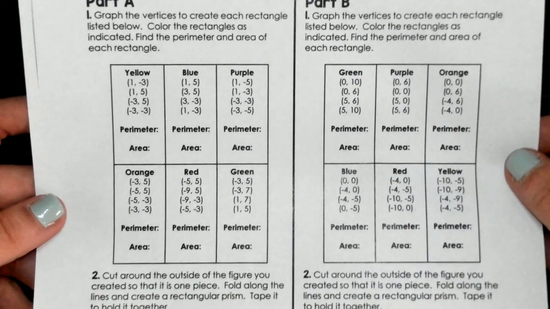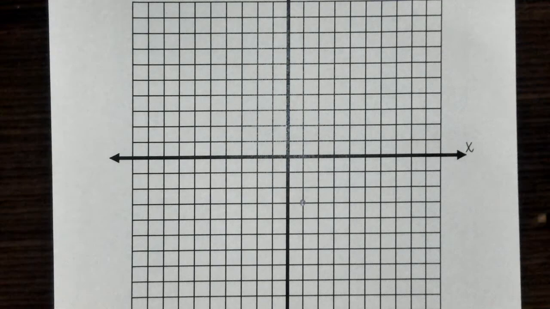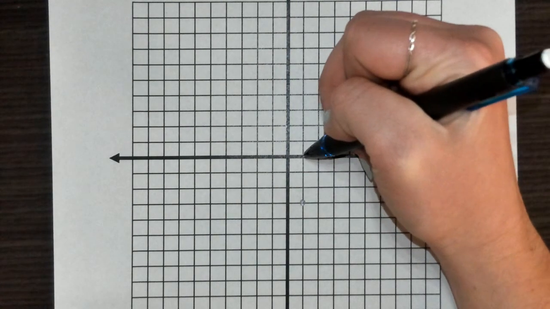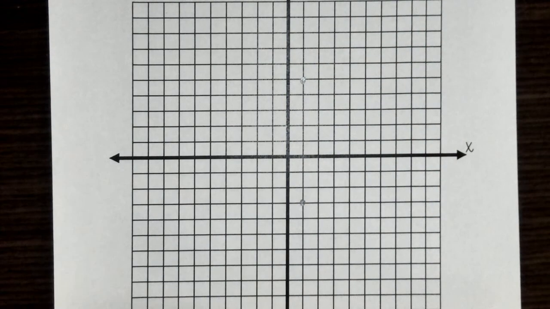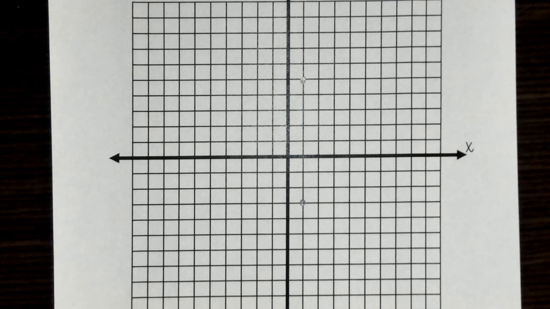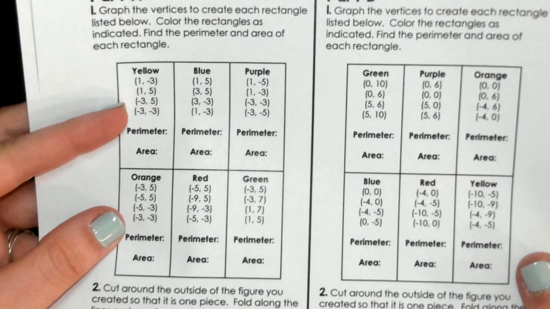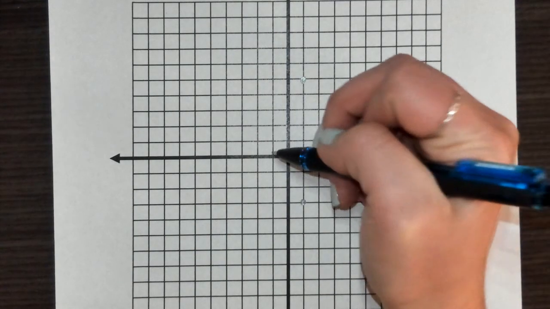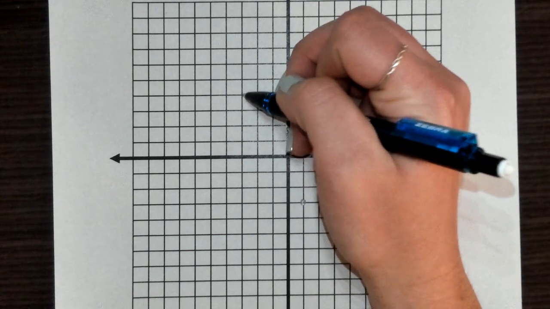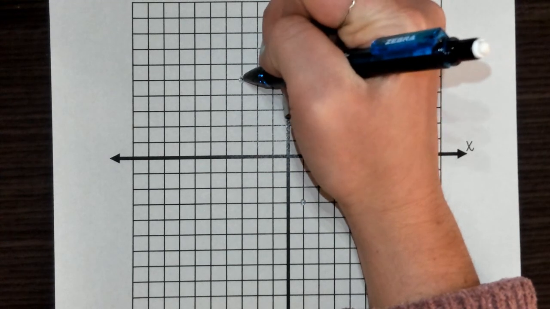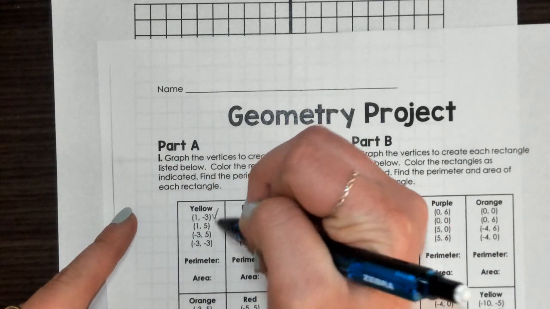And then my next ordered pair is (1, 5). So I'm going to go right 1 and then up 5. 1, 2, 3, 4, 5. It is very important that you're double checking the ordered pairs and where you plot them, because it'll mess it all up if you get one wrong. My next ordered pair is (-3, 5). So I'm going to go left 3 and up 5. It might be helpful to cross them off as you go so you know that you did them.